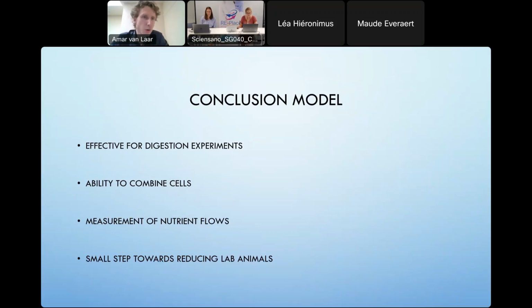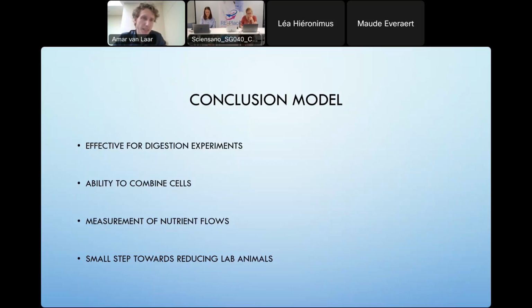So to conclude, our model has been shown to be effective to study sugar digestion and metabolism. The HepG2 model has previously been shown to be effective for uptake of iron and polyphenol bioavailability as well, but now for a new purpose. We've also shown that you can combine these different cells without any problems or harm to the cells.